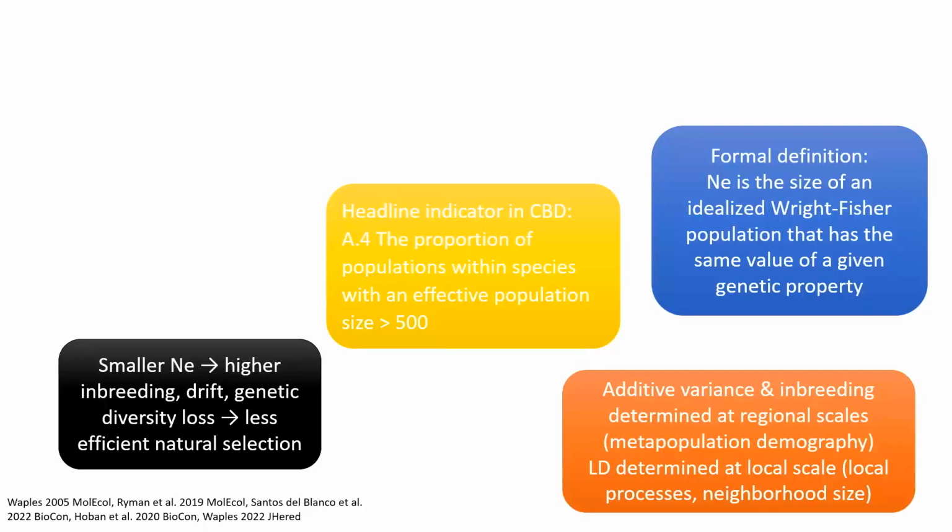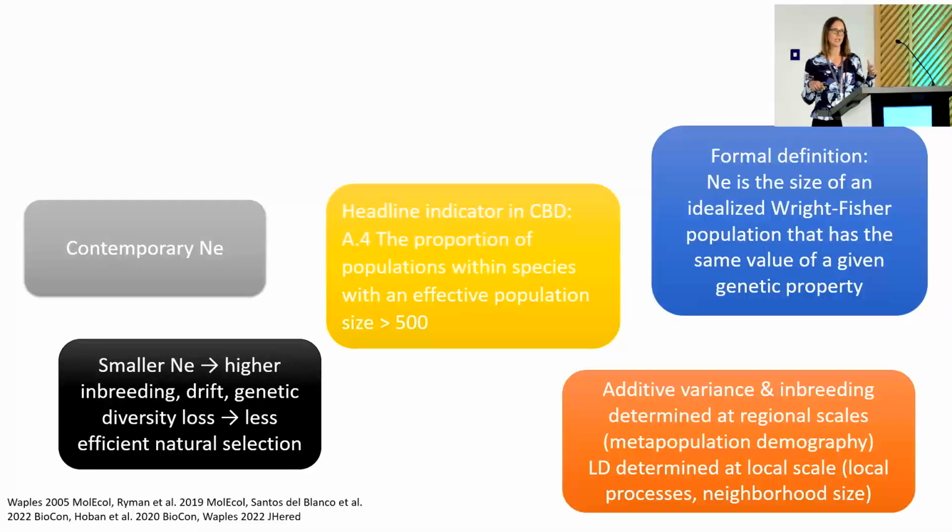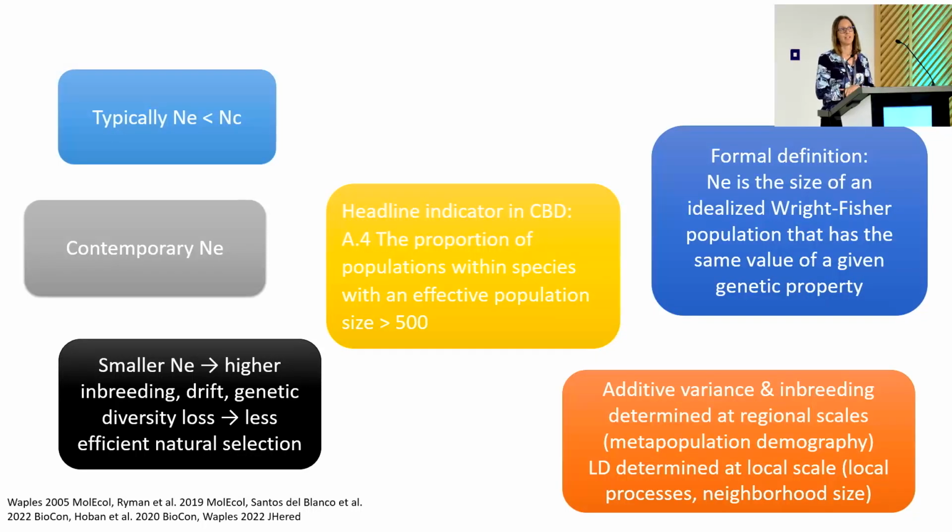So if we have higher inbreeding or drift, then genetic diversity is being lost, which means that we have less efficient natural selection. And in terms of the indicator, what we are interested in is the contemporary effective population size, not the historic one. And even when we are talking about contemporary effective population size, what we are actually getting when we are estimating is not the current adult trees, if we are looking at trees, but actually the parents of these trees. So it goes a little bit back in generations. And typically it would be smaller than census size, but I guess that's very basic information.